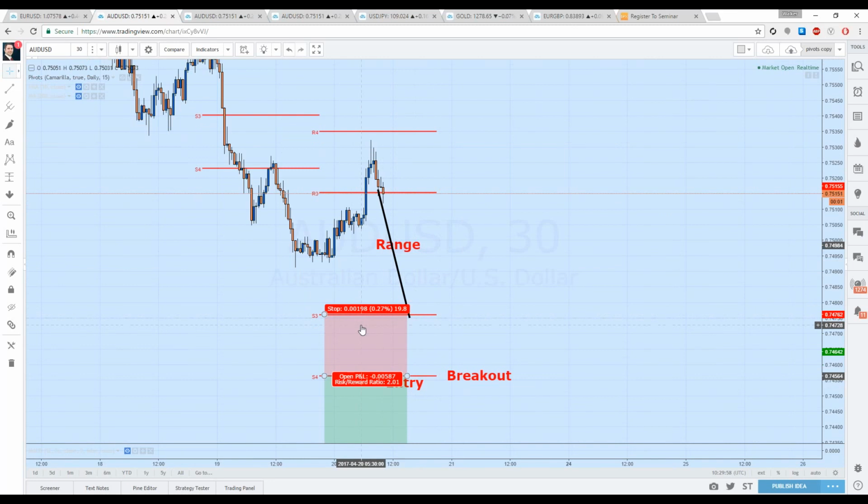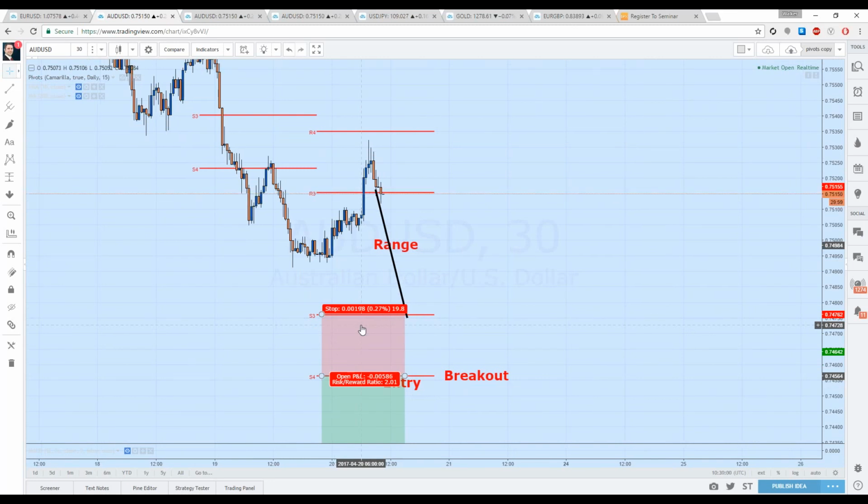So that's going to be the basis for trading breakouts with pivots. Did anybody have questions at this point in time?